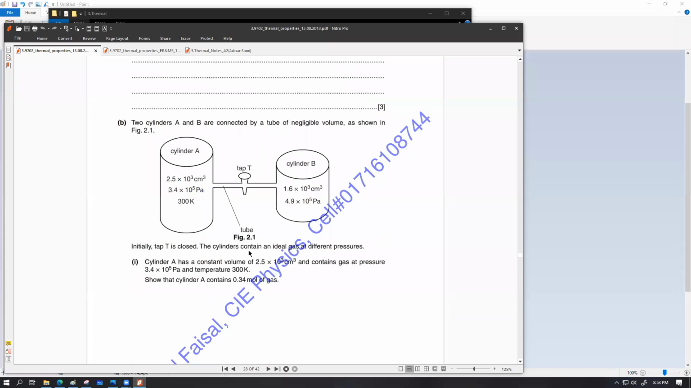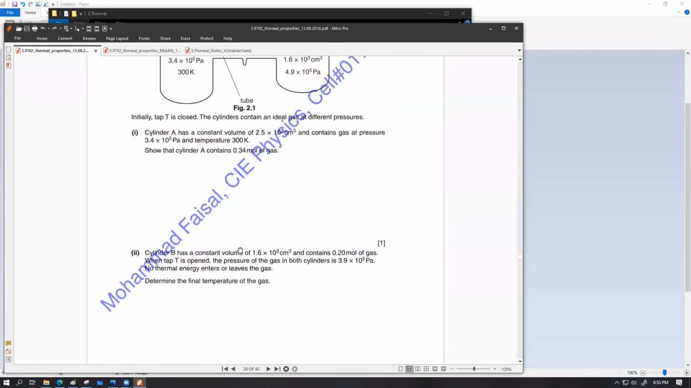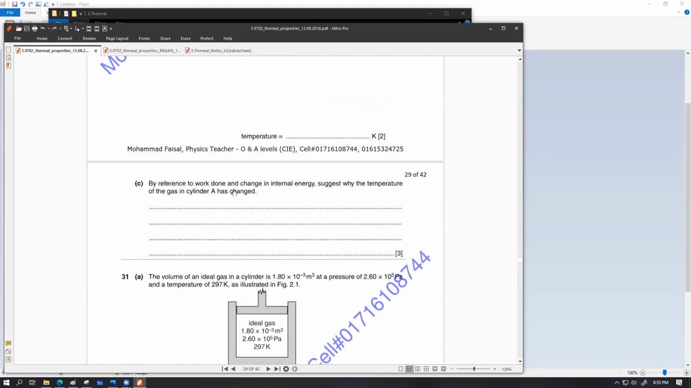tube of negligible volume as shown in figure 2.1. Cylinder A volume pressure, এখানে প্রেসার বেশি 300 কেলভিন। আচ্ছা ওকে। Initially tap is closed, the cylinders containing ideal gas at different pressures. আচ্ছা। By reference to the work done and the change in internal energy, suggest why the temperature of the gas in cylinder A has changed.